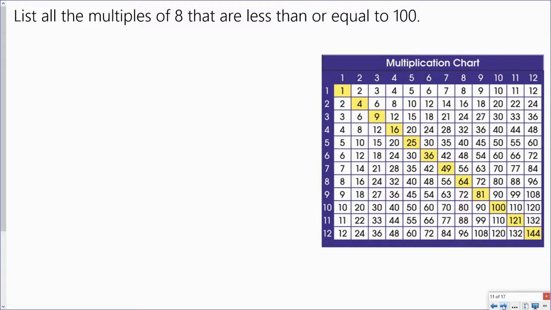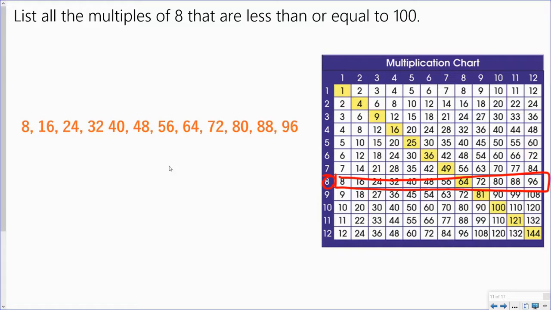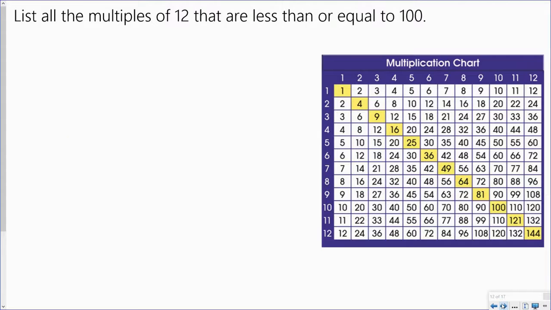So let's look at the multiples of 8. Here I have 8, and here are my multiples of 8. Again, I just want to go to ones that are less than or equal to 100. So here is my list for 8. Then I'm going to do the same thing for 12, which is right here. My multiples are right here for 12, and again, I want less than or equal to 100. That gives me this list.